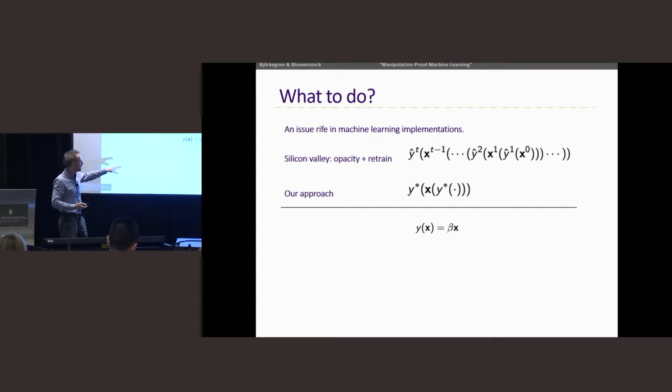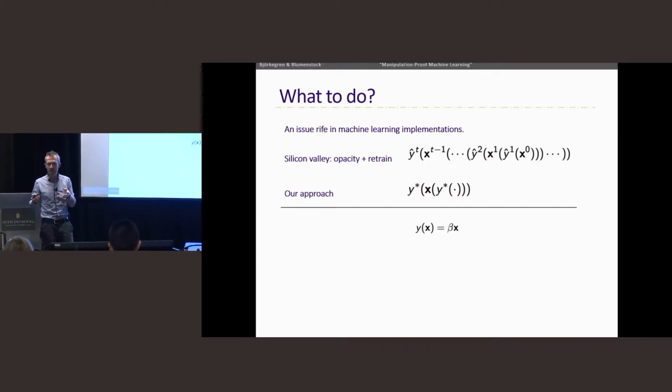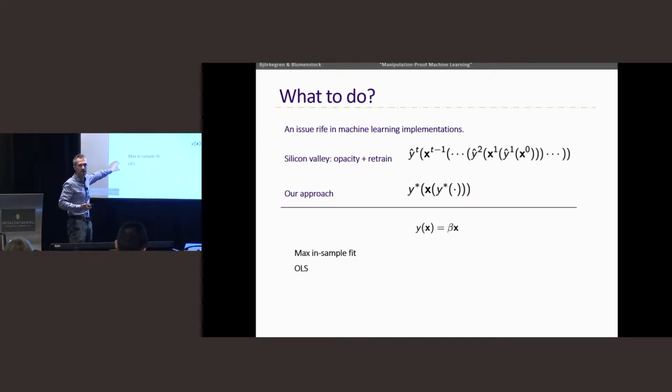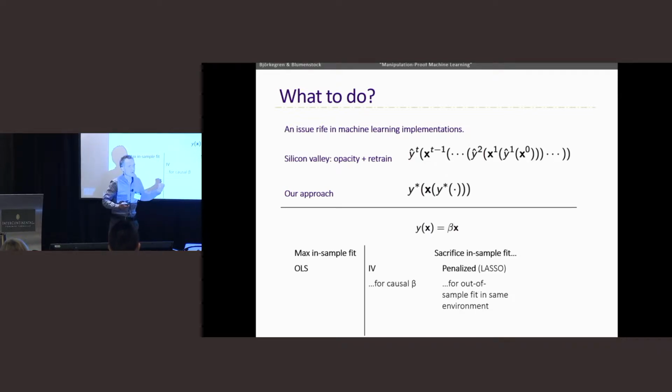We're going to focus on linear decision rules for clarity. And the estimator we come up with is a new class of linear estimator. And if we think of OLS as maximizing in-sample fit, we have other estimators where we've sacrificed in-sample fit in search of another objective. Instrumental variable sacrifices in-sample fit to obtain a causal estimate of betas. Penalized regression says, if we just maximize in-sample fit, that might not do well out of sample. So we want to maximize out of sample fit when we draw a sample from the same population or environment.